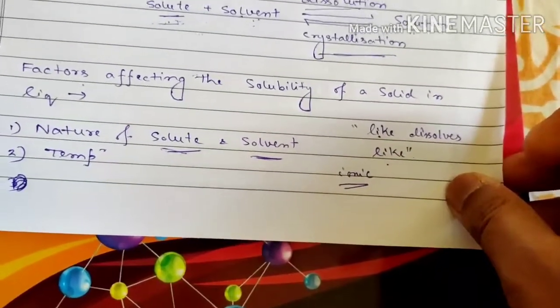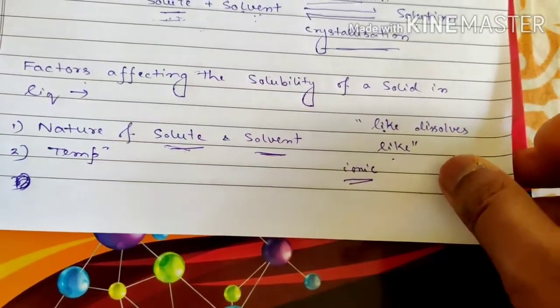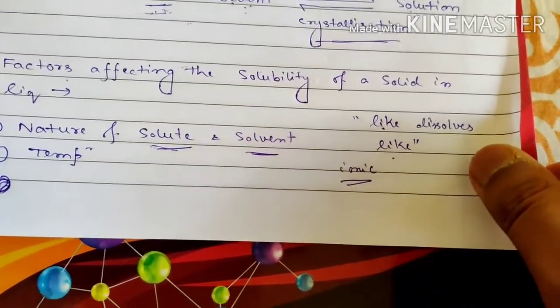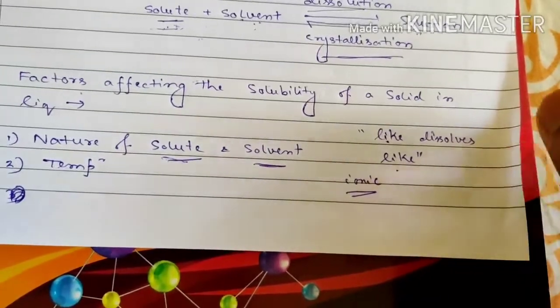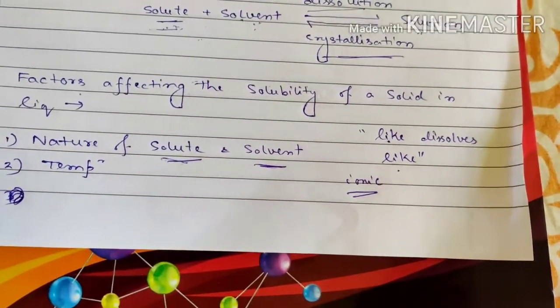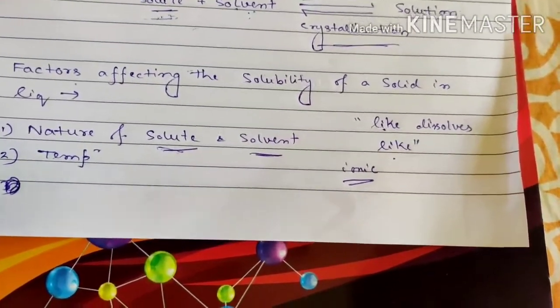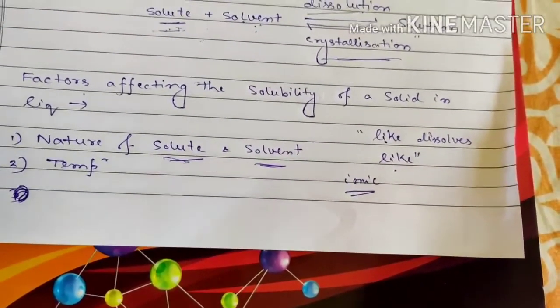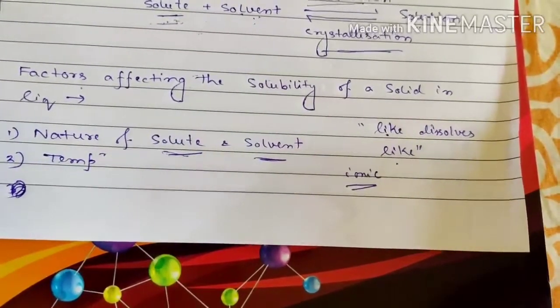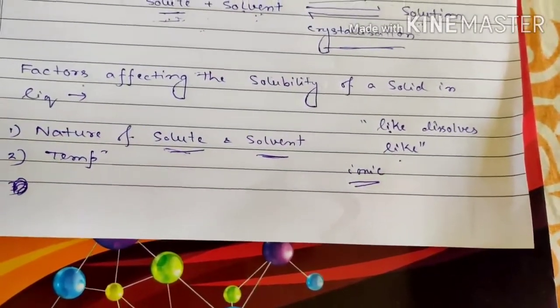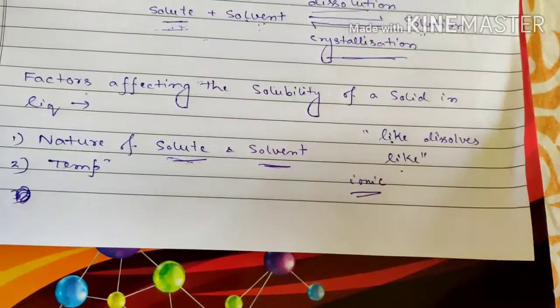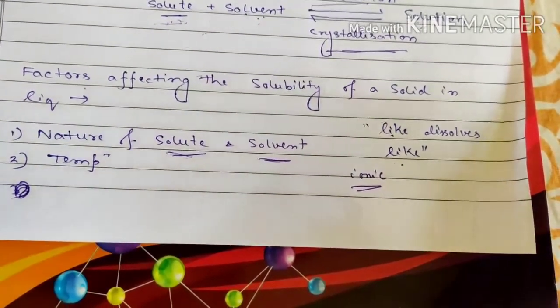tetrachloride, etc. See, there are exceptions to this rule, but this is, you can say, a general rule, which is mostly applicable to most of the cases of the solubility of solids in liquids. So what I mean to say is, like dissolves like means similar solutes will be dissolved in similar solvents. Ionic or polar solutes dissolve in polar solvents, and non-polar solutes dissolve in non-polar solvents. After the first factor, the second factor is the temperature.